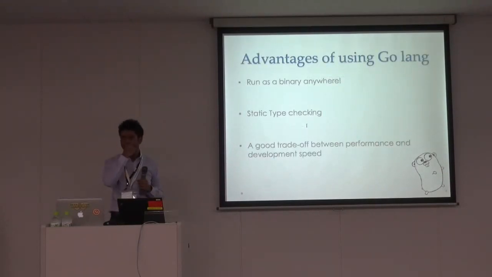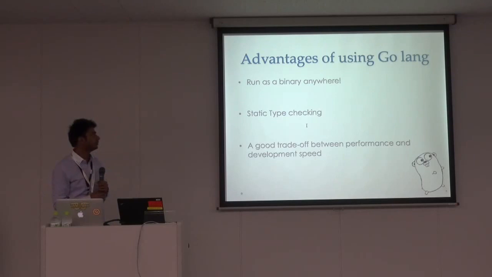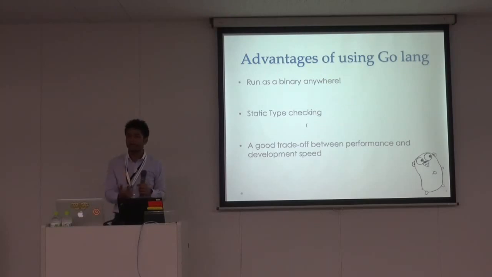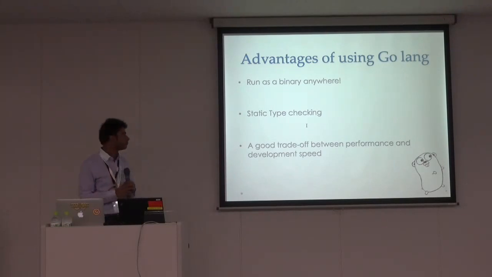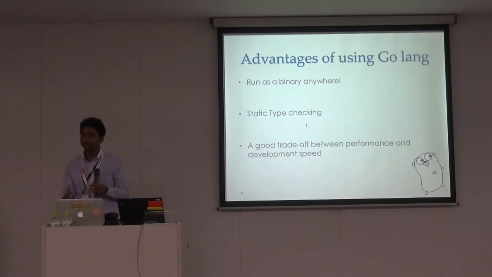So to your question, these are the advantages that we looked at and found out while working on it as well. You can compile it and run it as a binary anywhere. So testing on staging and such became super easy. Static type checking reduces runtime errors. When you're writing Go code, it won't compile if there's a dangling variable somewhere, and a lot of these kinds of things. It's also a very good trade-off between performance and development speed.